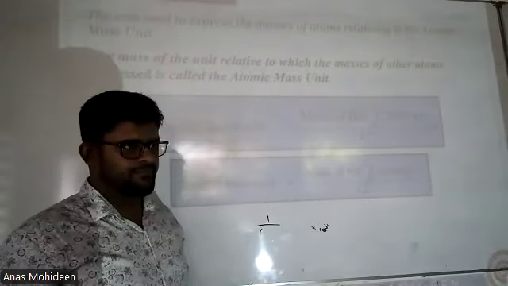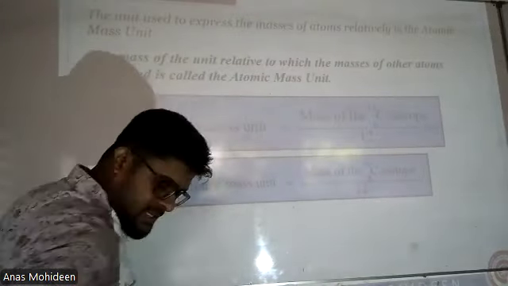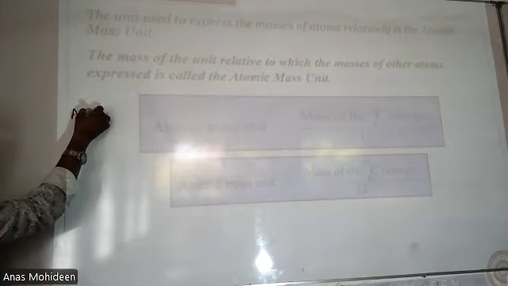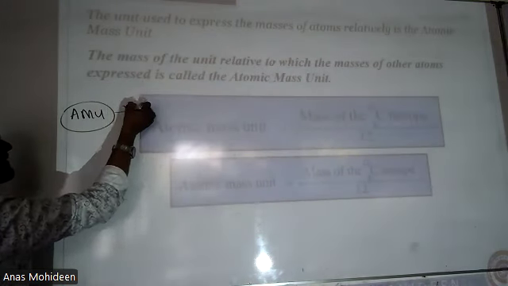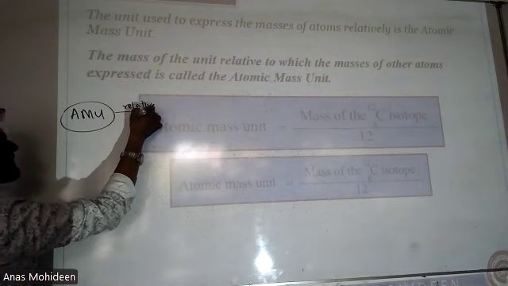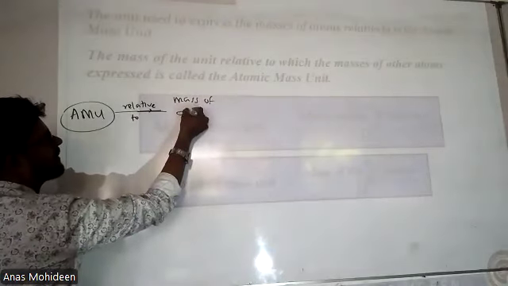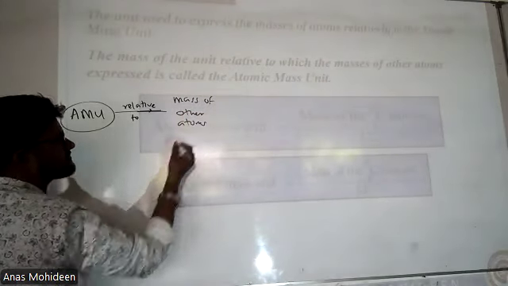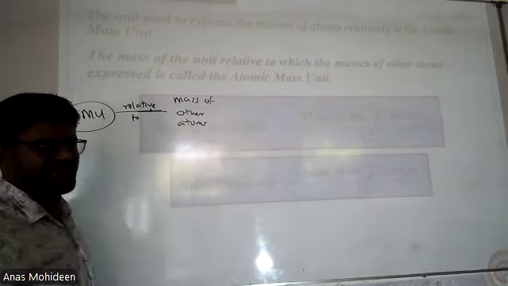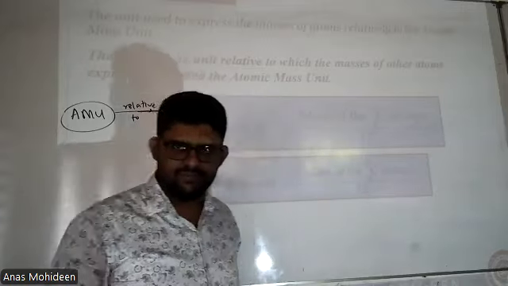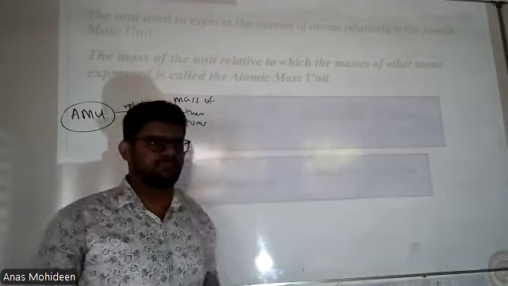So we come to AMU. What do we do in AMU? AMU, atomic mass unit. Relative to AMU, we measure the mass of other atoms. Then what is this AMU? That is the standard unit we are using, to which we are relatively measuring.